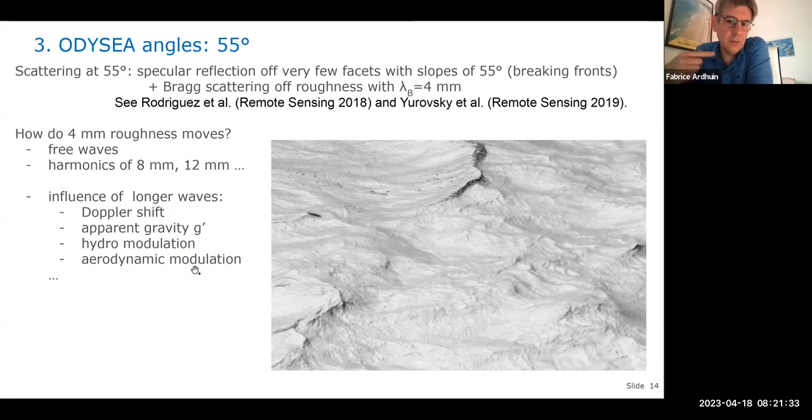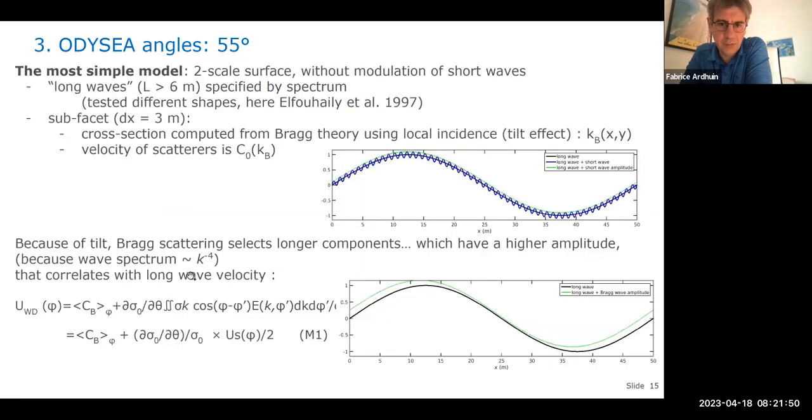The other thing is that the airflow above the waves is also modified by the presence of the waves, and so we also get some aerodynamic modulation. So the apparent wind is actually modified by the wave motion. So there are many different things we don't quite know much about, and hopefully one day we'll have a full answer to all that. But in the meantime, we can start with simple things.